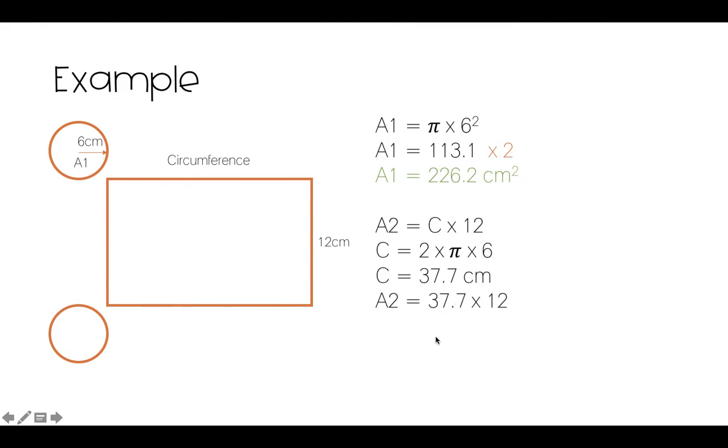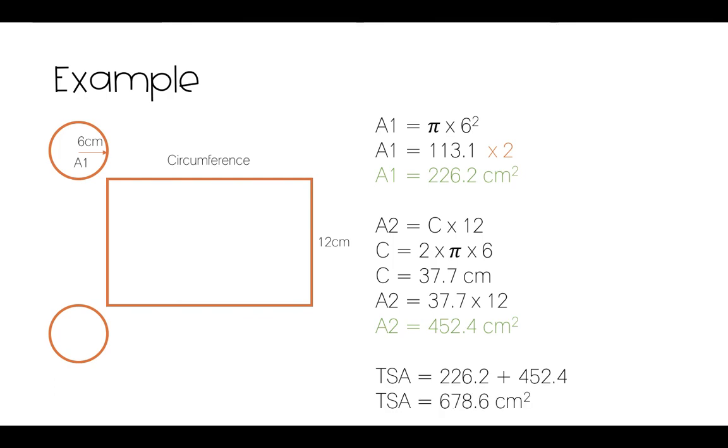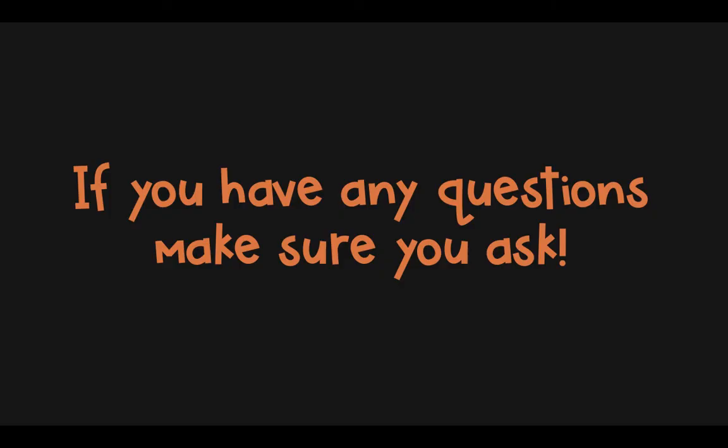And then we're going to go 37.7 times 12, because we're going to put our circumference here, which gives us a total area for A2 of 452.4 centimeters squared. Now we need to add them both together. And what our final answer should be is 678.6 centimeters squared.